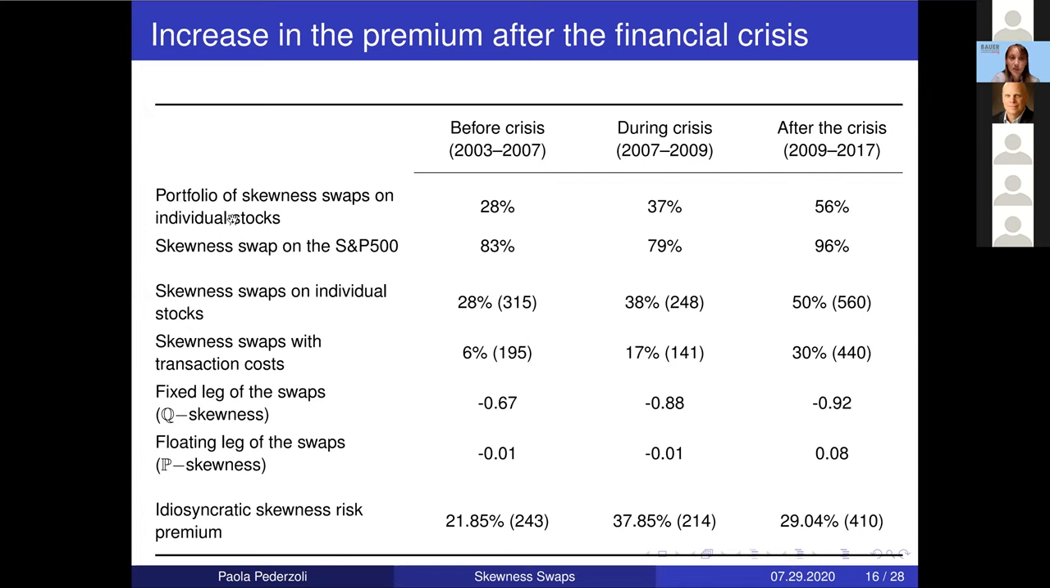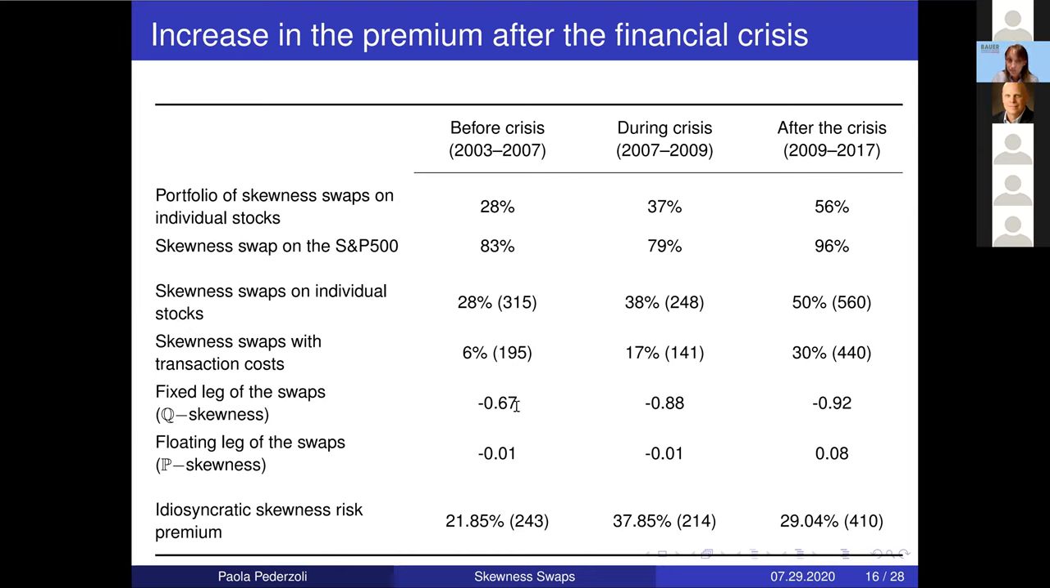So the first line shows the increase of the portfolio of skewness swaps in individual stocks, which basically doubles. The skewness swap on the index increased, but not that much. If I look individually, then I also have a huge increase, not only in magnitude, but also in significance. And this cannot be explained with transaction costs. It's not that the transaction costs went up. Actually, they went down. And if I consider transaction cost, actually, the premium becomes 5 times more.